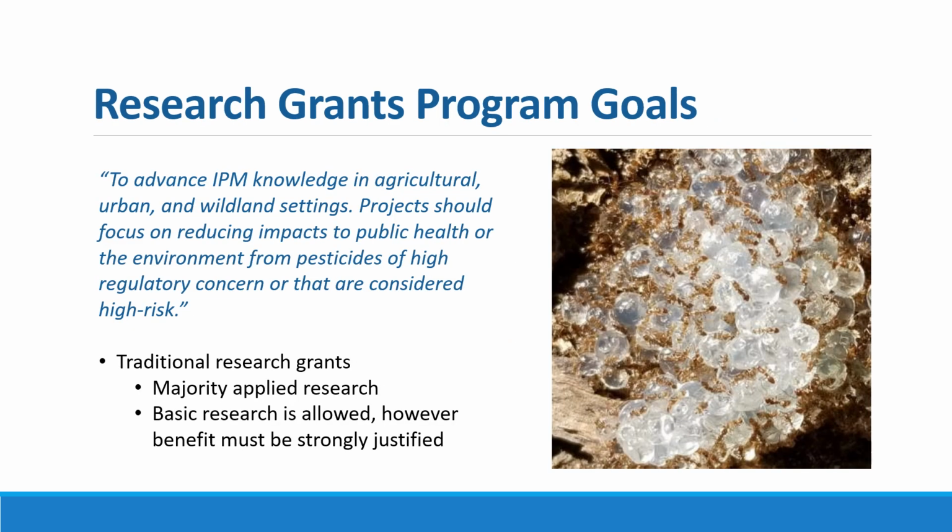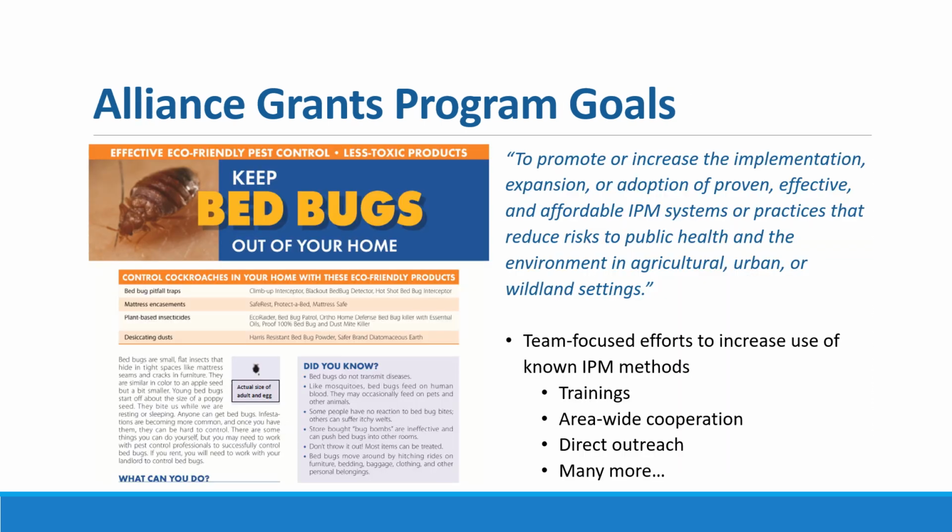Research grants program goals are to advance IPM knowledge in agricultural, urban, and wildland settings. Projects should focus on reducing impacts to public health or the environment from pesticides of high regulatory concern or that are considered high risk. So as noted, these are traditional research projects and often conduct applied research. Basic research is allowed, however, the benefit of this research must be strongly justified. And again, it's good to tie that back to a benefit to Californians specifically.